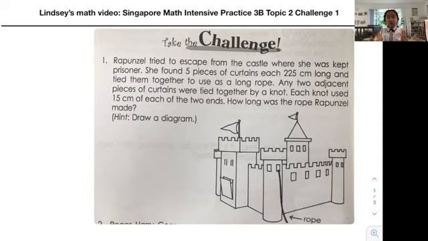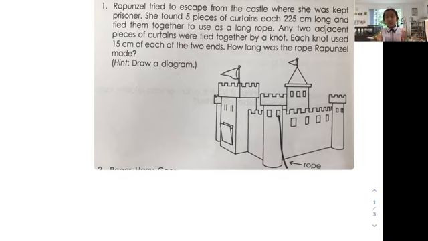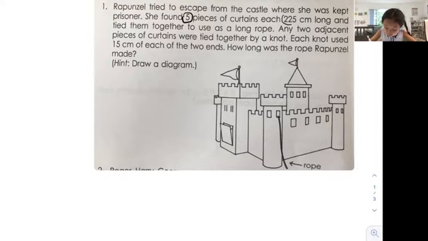Yes, we should draw a diagram because this is the best way of solving it. Well, let's see if we can draw a perfect diagram here. Some words are very important to circle. First, 5 pieces. This is very important because we need to know the number of pieces. And then this is important too because 225 centimeters is the total before you tie the knots, the curtains. Now 15 is as important. It's the length of the knot. That's how we can subtract.